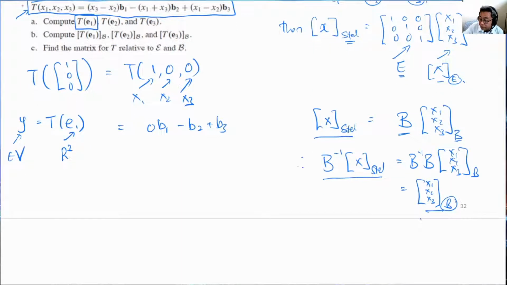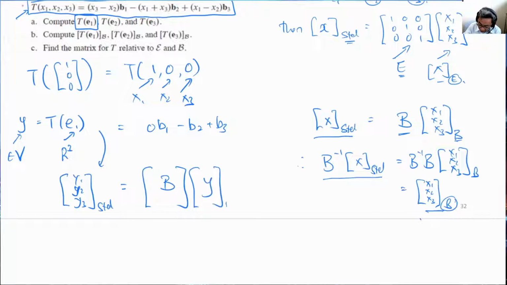Now, we convert this into the standard basis. So let's call each of these elements y1, y2, and y3 in the standard basis. And therefore, this is the B basis multiplying y in the B basis. These are the standard basis representation of y, and now we want to find T(E1), T(E2), T(E3) in the B basis. So therefore y_B is simply B inverse times (y1, y2, y3).